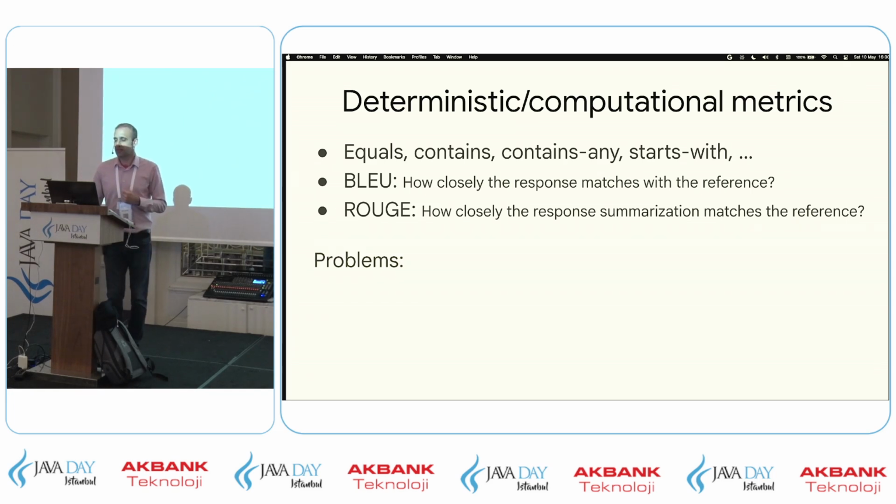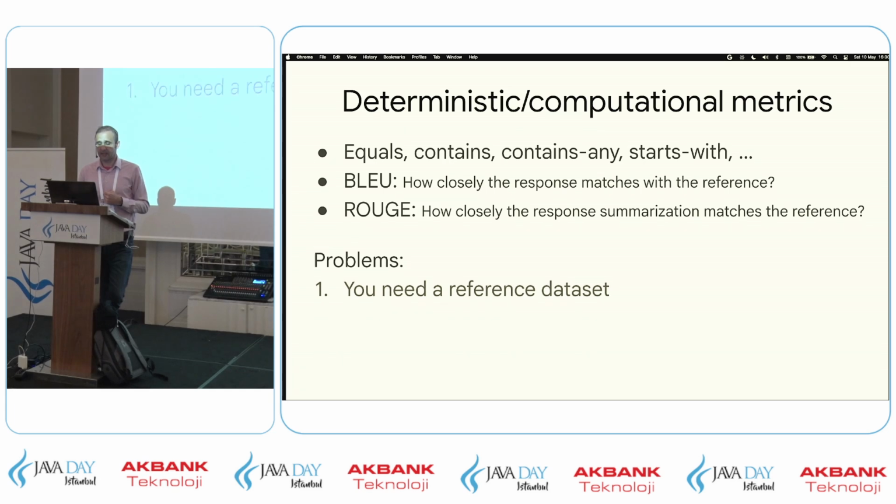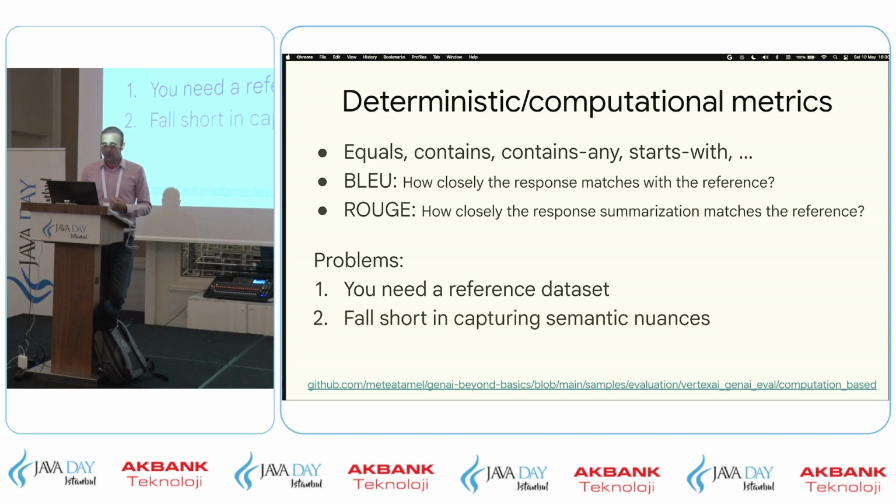But the problem with these computational metrics is that, number one, you need a reference data set. You need to have the perfect output to compare against. You might have that, and if you do, great. But if you don't, then you can't use these metrics, right? So that's problem number one. The second problem is that these metrics really fail to capture the semantic nuances of language. Languages are really complicated, and there are lots of things we naturally understand, but these scores don't really capture that. That's the problem with computational metrics, and that's why we will look into model-based metrics.